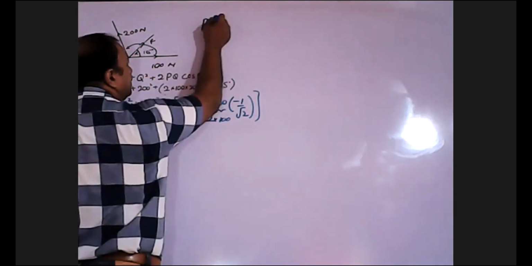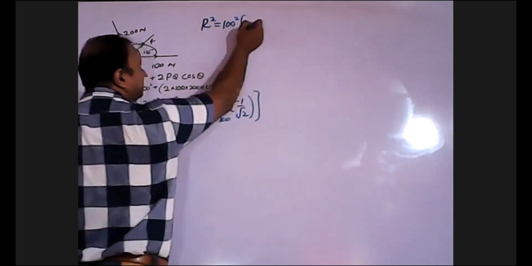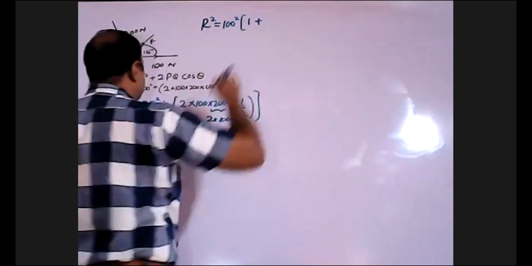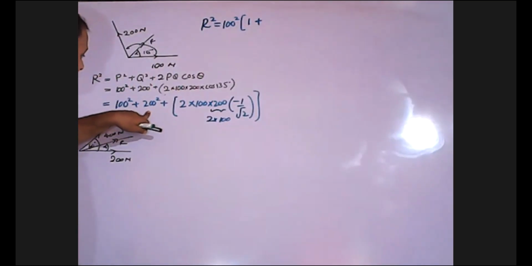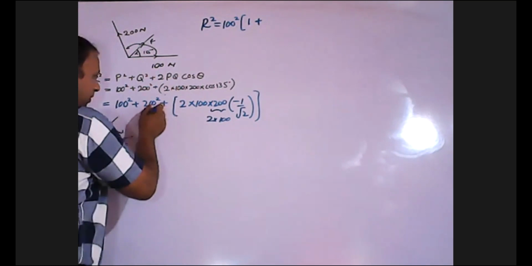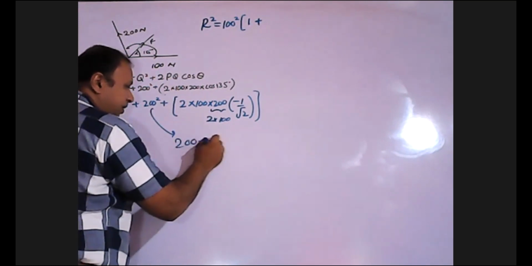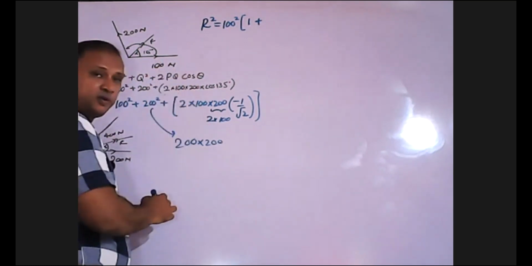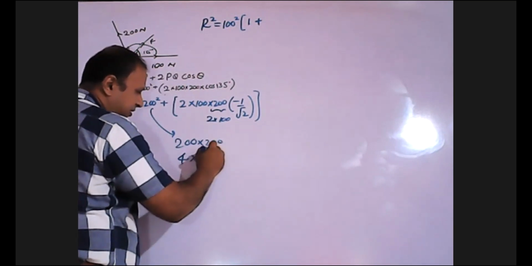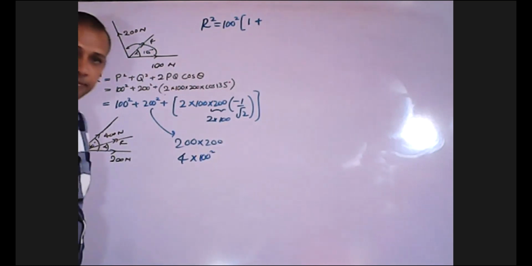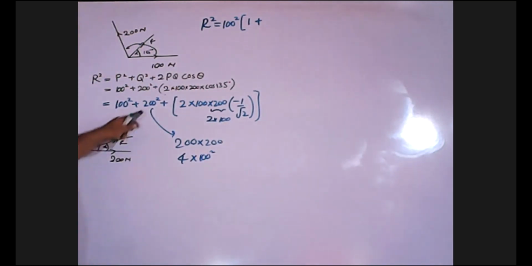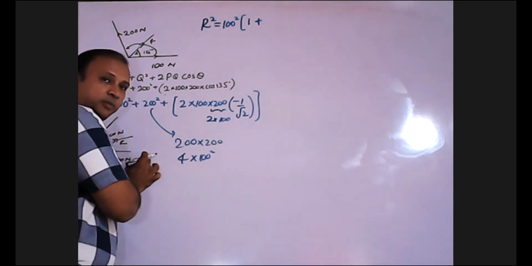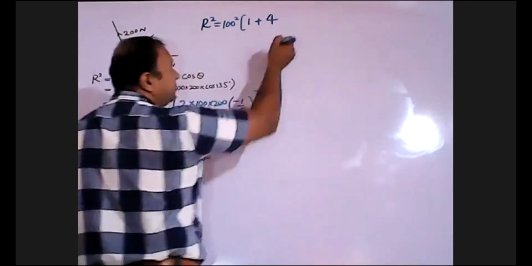So R squared is equal to 100 squared. If I take it out, this one will be 1 plus 200 square. 200 square means 200 into 200, and 200 into 200 means 4 times 100 square. Therefore, this is equal to 4 times 100 square. So if I take 100 square out from here, the remaining would be 4.